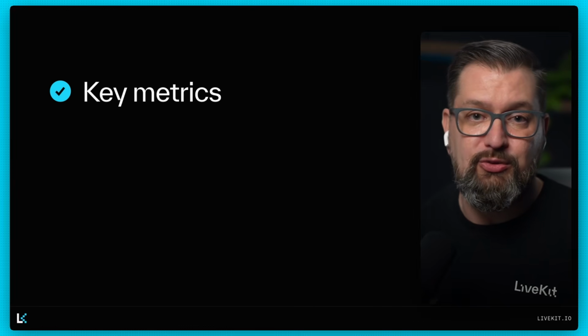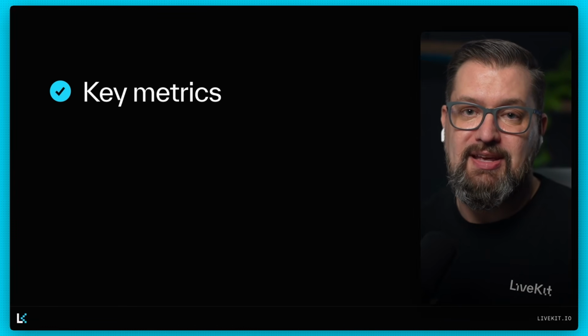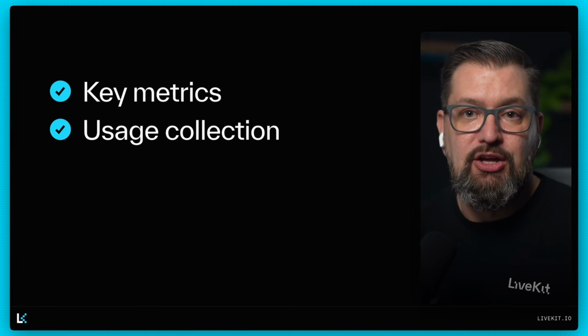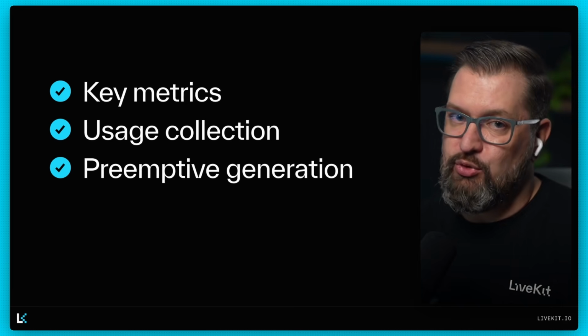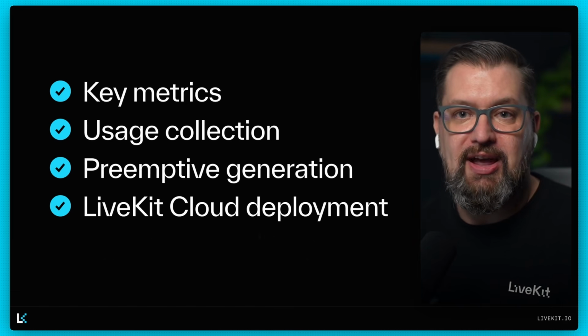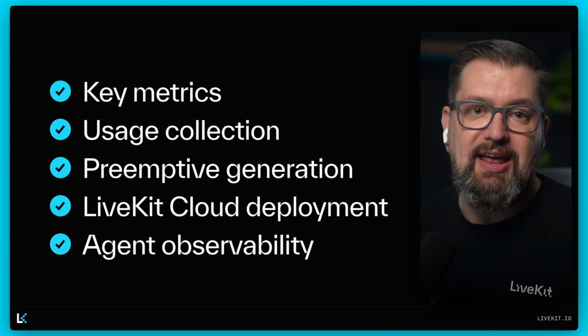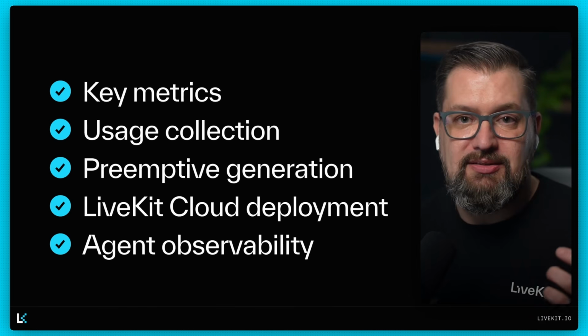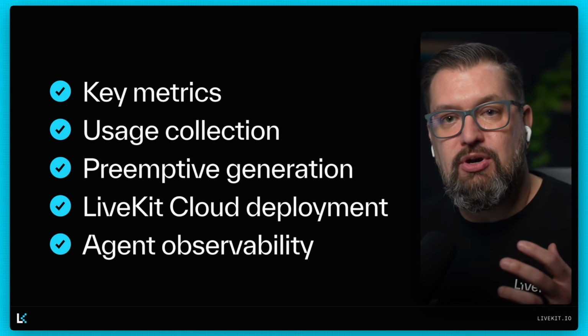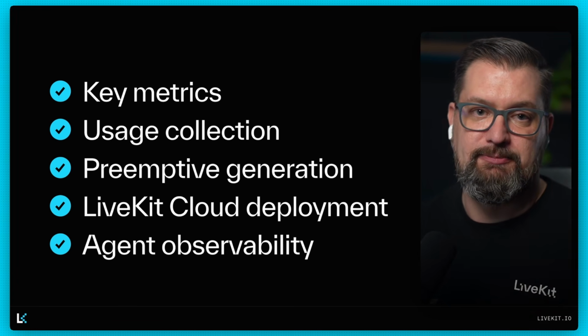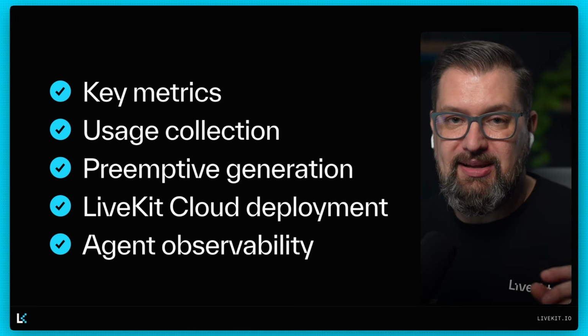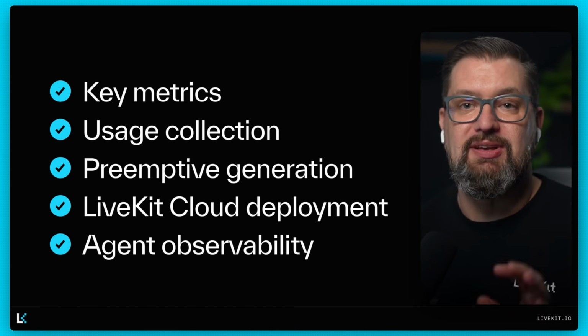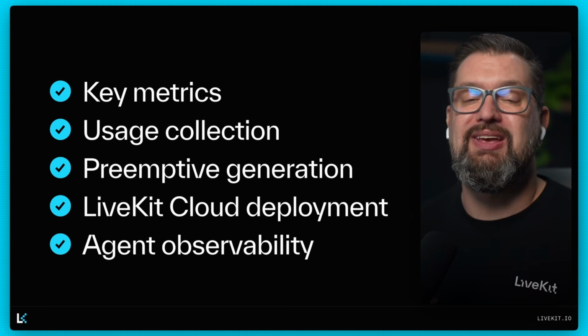So you've learned which metrics matter for voice agents and how to collect them locally. You've improved latency with preemptive generation. You've deployed your agent to LiveKit Cloud, and you've seen how agent observability gives you transcripts, traces, and log views to debug and optimize each session. With metrics and observability in place, you can make data-driven decisions as you add tools and workflows in the next lesson.